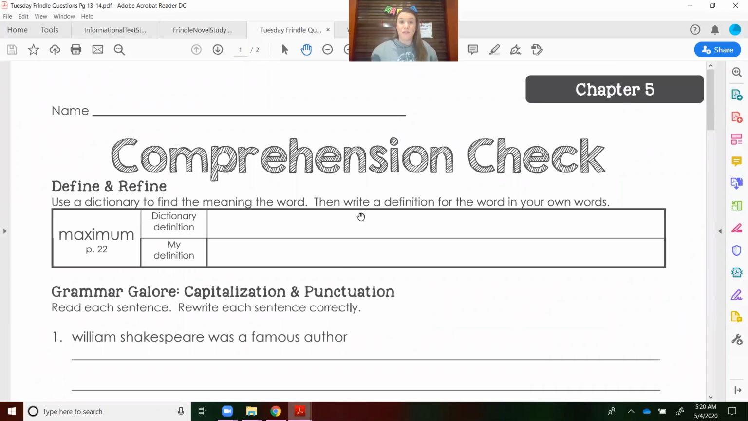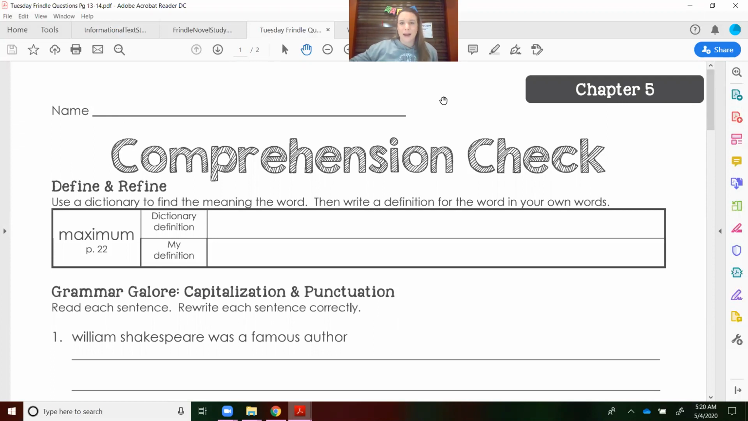All right, so first things first, Miss Granger loves words, and this word maximum is on page 22 in our chapter. So I was thinking, okay, the word maximum means like the highest or the largest limit. So remember, I told you use your context clues first before you check it in the dictionary.